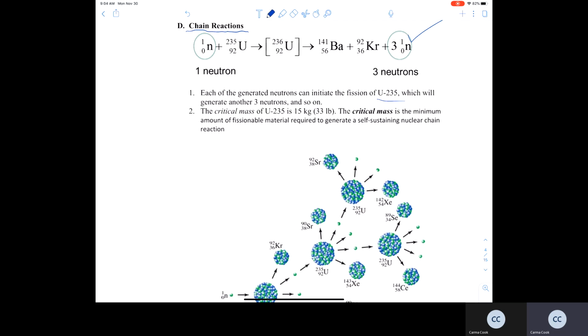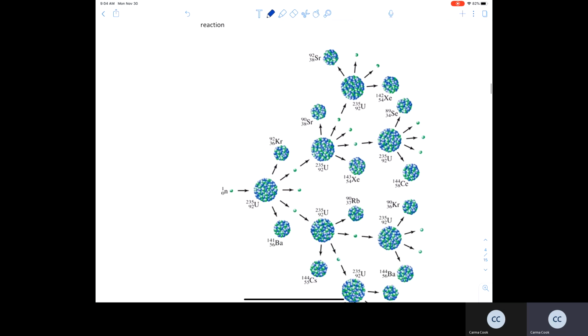And so in order to initiate a chain reaction for this uranium-235 nuclear fission, you've got to have a certain critical mass. And the critical mass for uranium-235 is 15 kilograms, or 33 pounds. The critical mass is the minimum amount of fissionable uranium-235 material that's required to generate a self-sustaining nuclear chain reaction. So you've got to have at least 15 kilograms of uranium-235 in order to initiate the chain reaction.